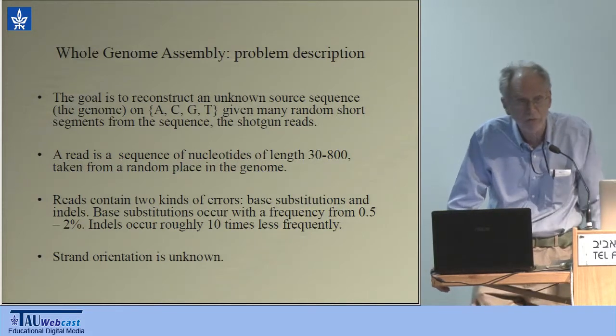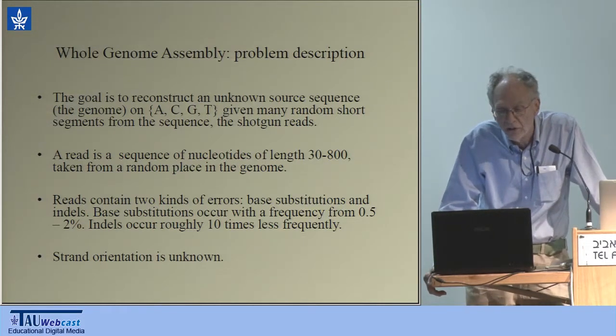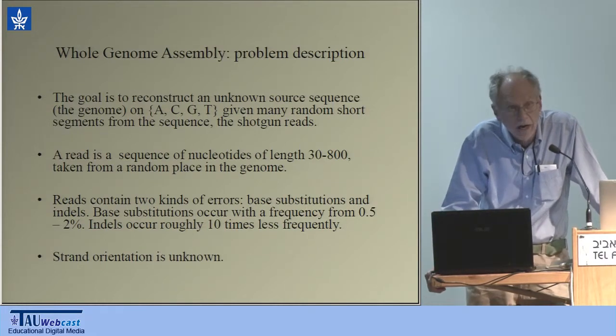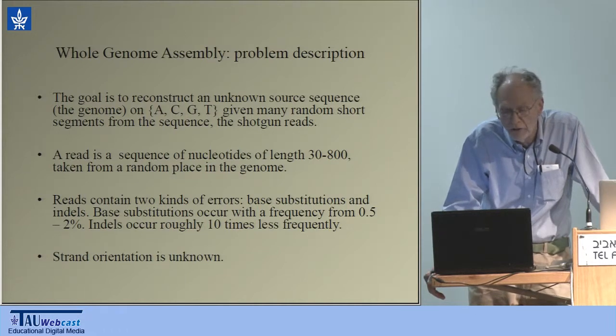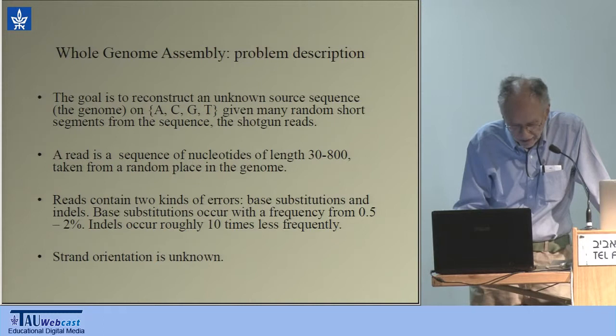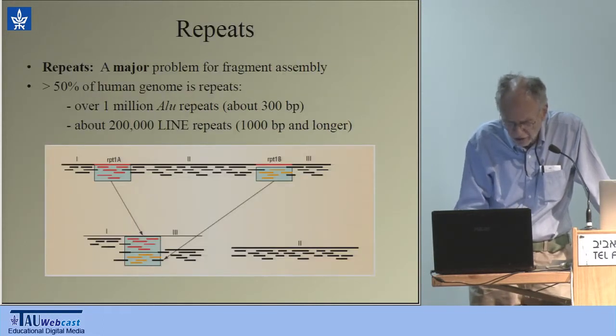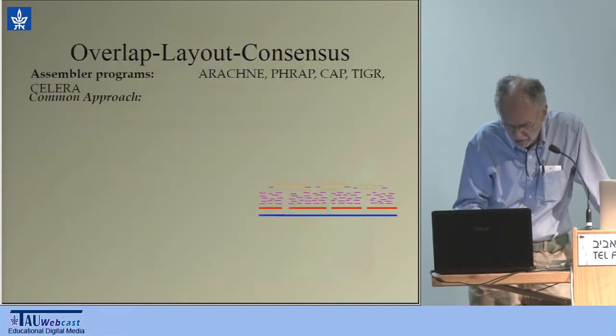The problem, I think, as most of you know, is that you get reads randomly located on the genome on one strand or the other. You don't know which. The reads have some errors in them, and you have to take these little pieces and overlap them and stitch them together. The outline for this, and repeats are an incredible problem, which I'm going to talk about.